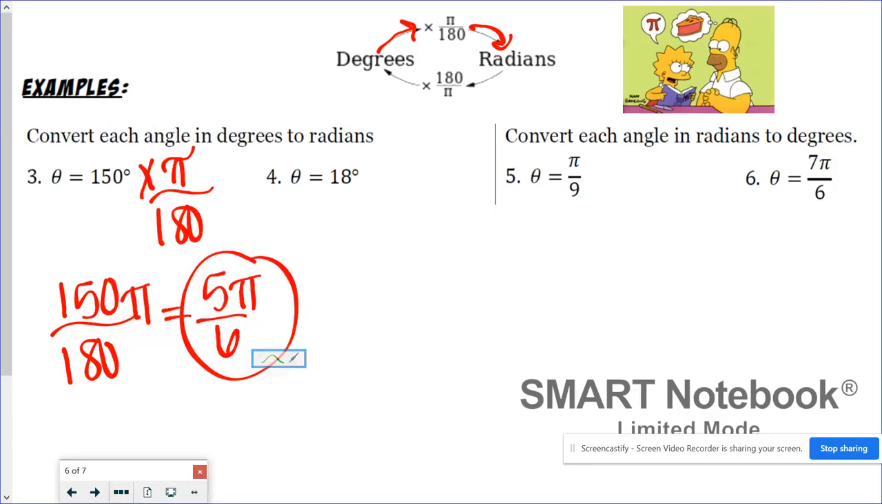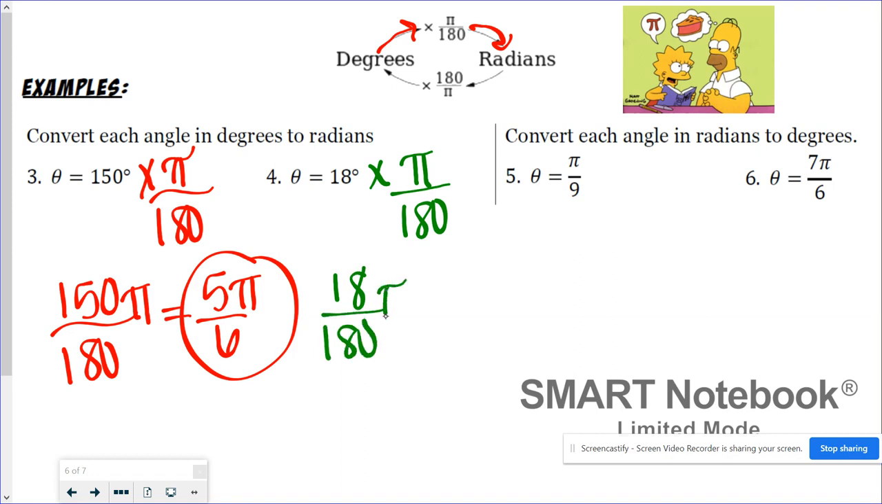So for 18 degrees, I'm going to multiply that by pi over 180. At first, it'll be 18 over 180, and then there's a pi there. And then we simplify, and we simply get 1/10 pi, or pi over 10.